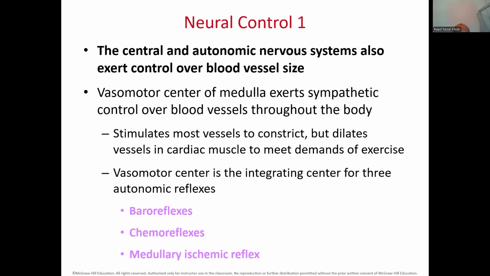So the central and autonomic nervous system also exert control over blood vessel size. We said now the nervous system is going to come into play. It's going to affect the blood supply. So you have the baroreflex. You know the baroreflex? What does the baroreflex report?